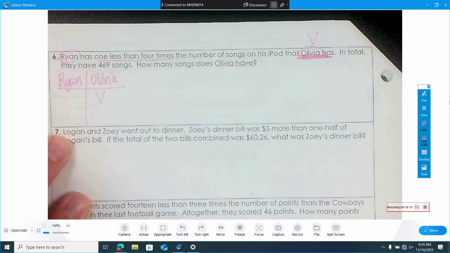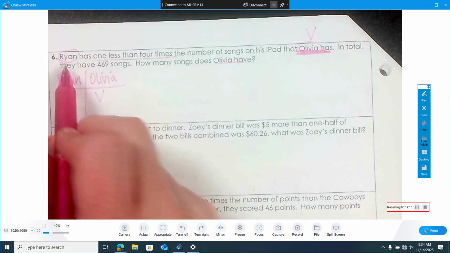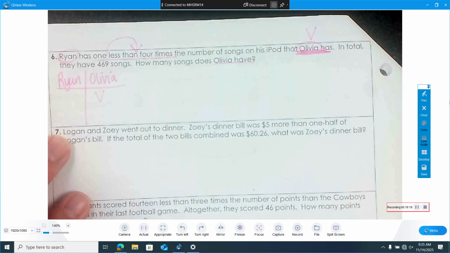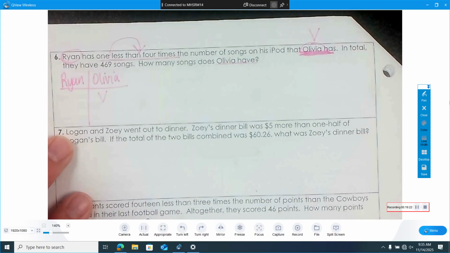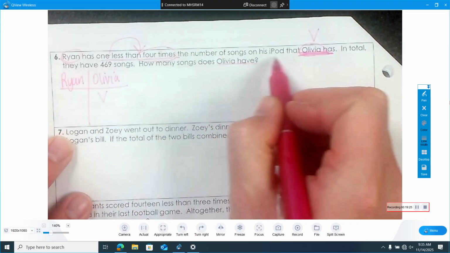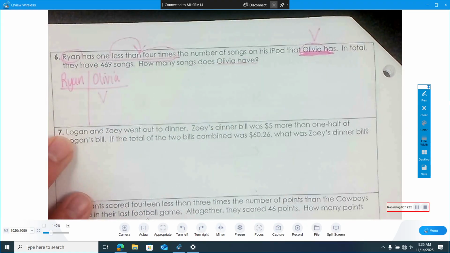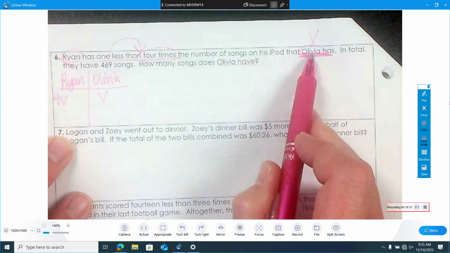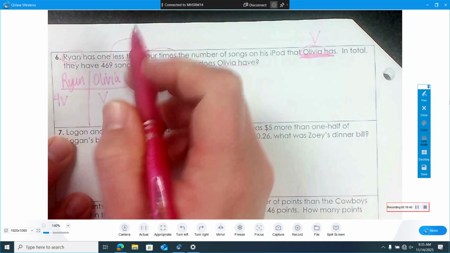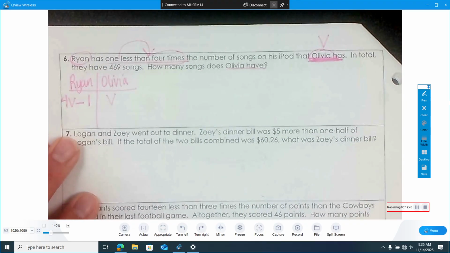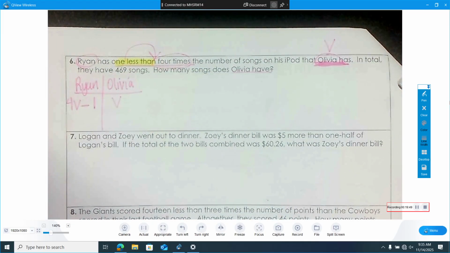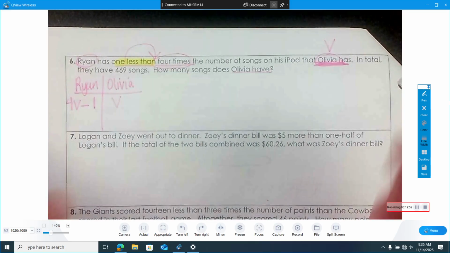That's a good choice. All right, so then how do we write an equation for Ryan? Ryan has 1 less than. Less than is a turnaround phrase. 1 less than 4 times Olivia's songs. 4V minus 1. Very good. 4 times Olivia's songs would be 4V, and then 1 less than, so we have to subtract the 1. That less than is a tricky turnaround phrase, so the 1 less than has to come at the end.